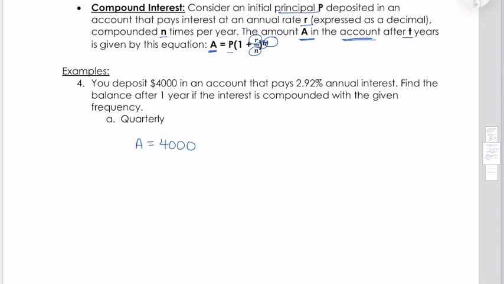So I am depositing $4,000 into an account. It pays 0.0292% annual interest. And it is being compounded quarterly, so that means that N is going to be 4, since it's 4 times per year. And then that N number 4 also goes up in the power times 1, because we're looking after 1 year.